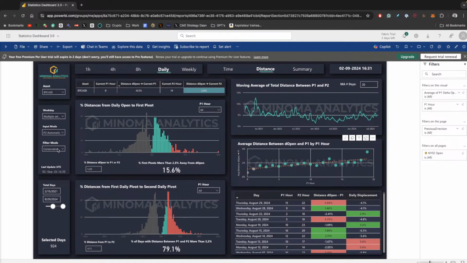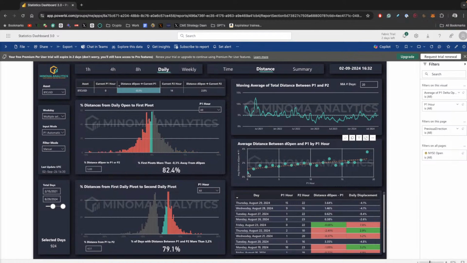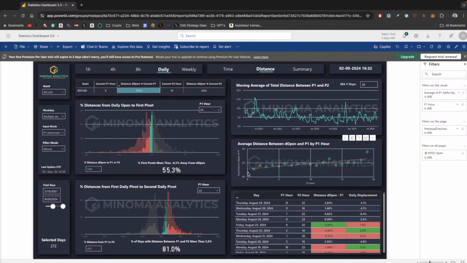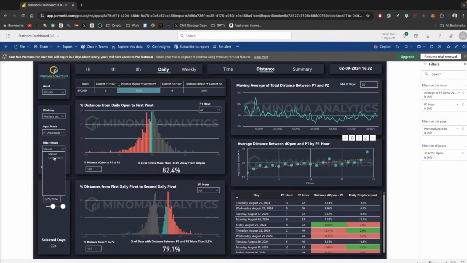Another important takeaway I want to mention is that if we had P2 in hour 0 or P1 in hour 0, in this case P2 automatic selected, what happened before is that we only filtered the data on hour 0. I can actually show you this by selecting P1. Right, then the automatic filter mode would only select this one. In this case, you can see the big difference, 55.3% against 80 something. But that no longer happens.